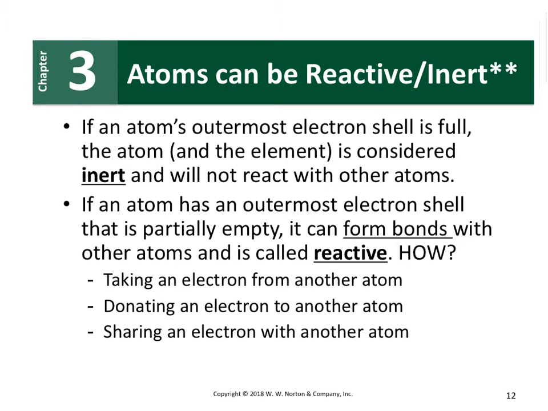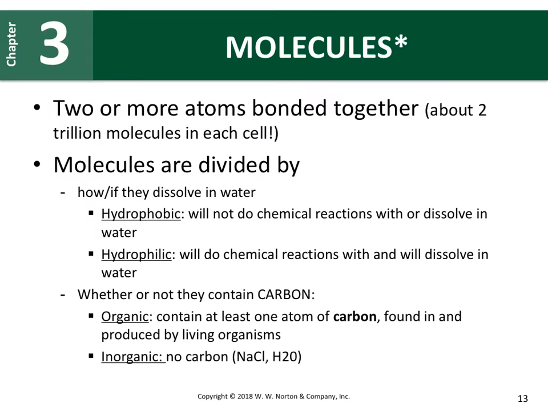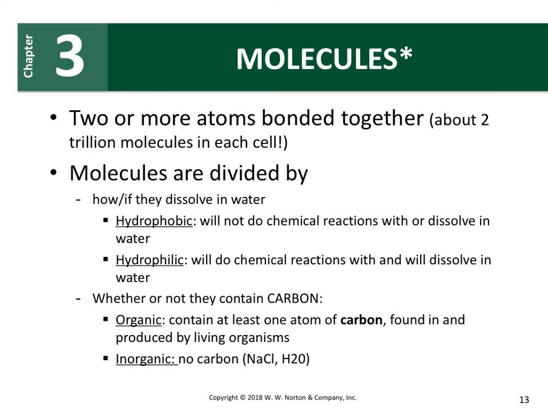So it can either take another electron from another atom, or donate, or they can share, and these are different kinds of bonds. So molecules are basically atoms that are bonded together in various ways. Some bonds are stronger than others.